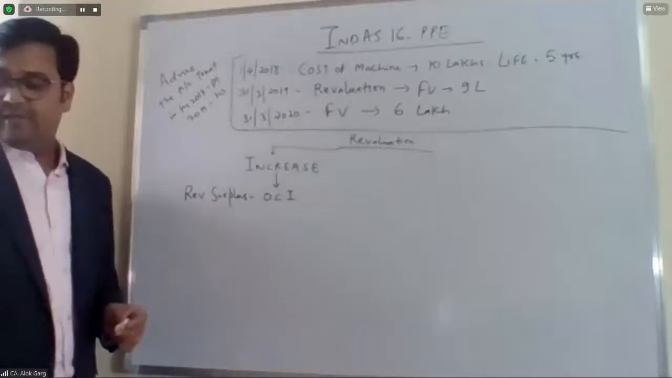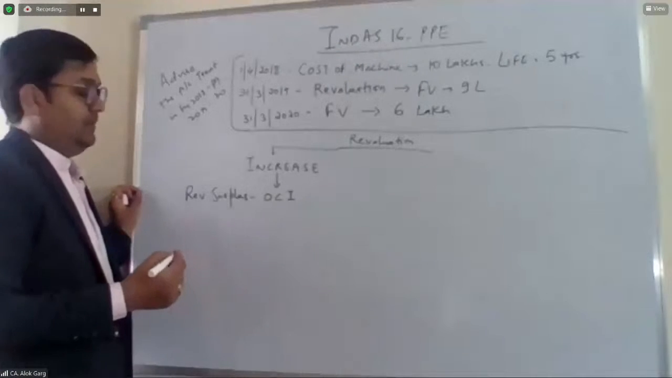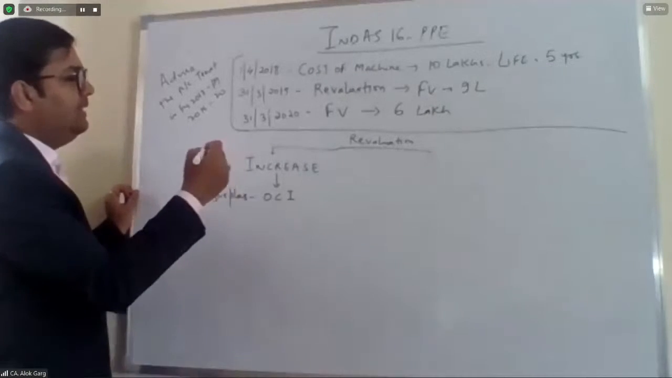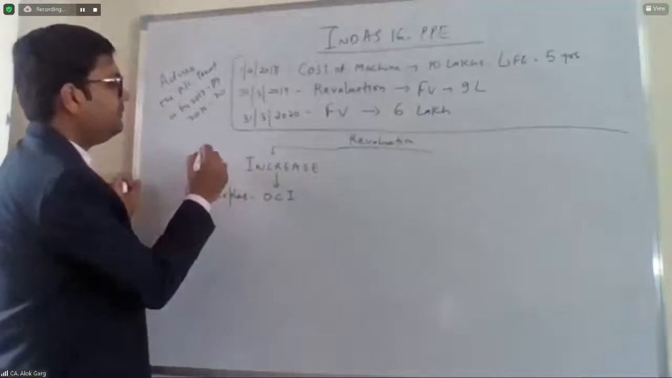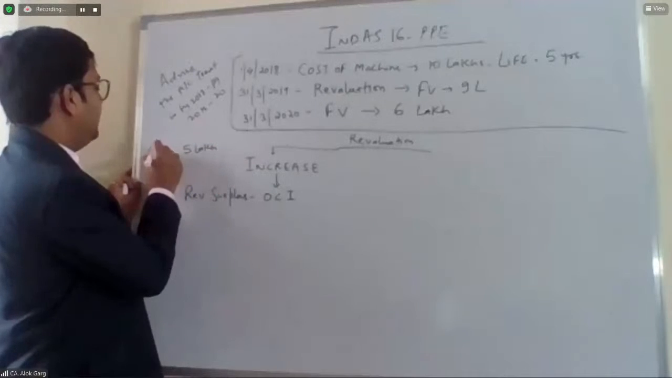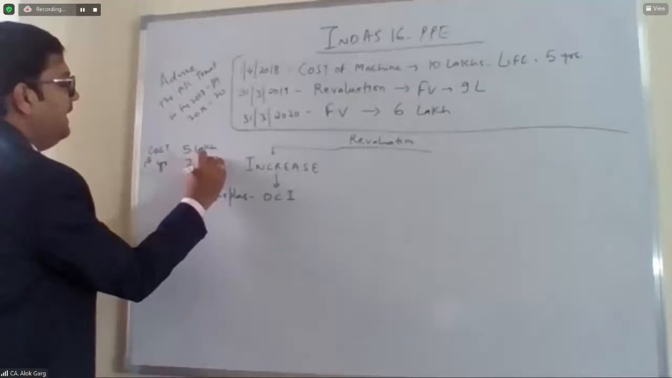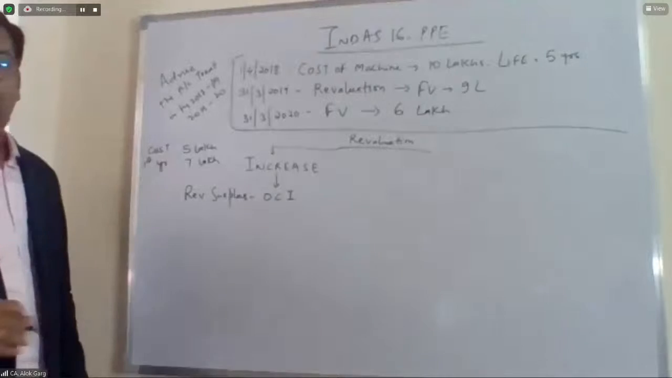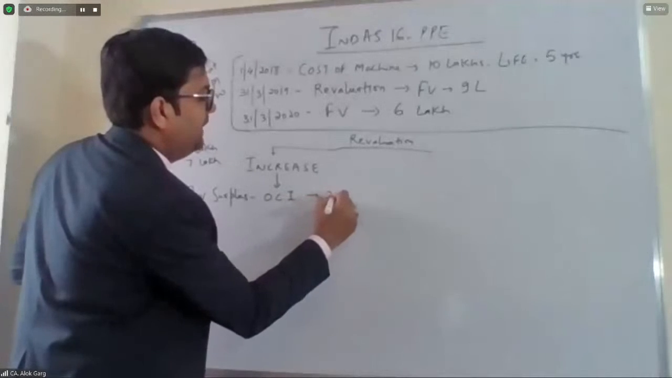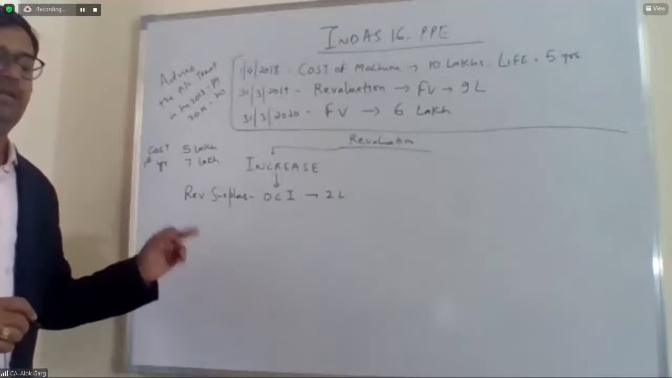Okay. Sir, for example, the increase was in the first year, and in the next year there is a decrease. For example, the cost of the asset was 5 lakh, and in the first year it becomes 7 lakh. Then where will this 2 lakh go? This 2 lakh will go to other comprehensive income. Asset account debit 2 lakh to other comprehensive income 2 lakh.